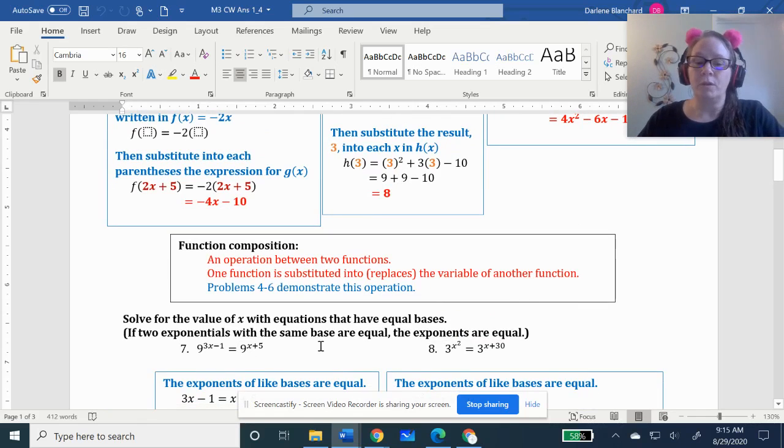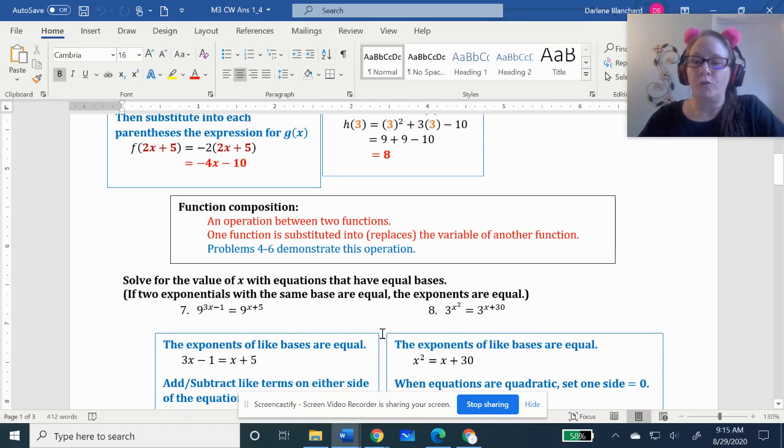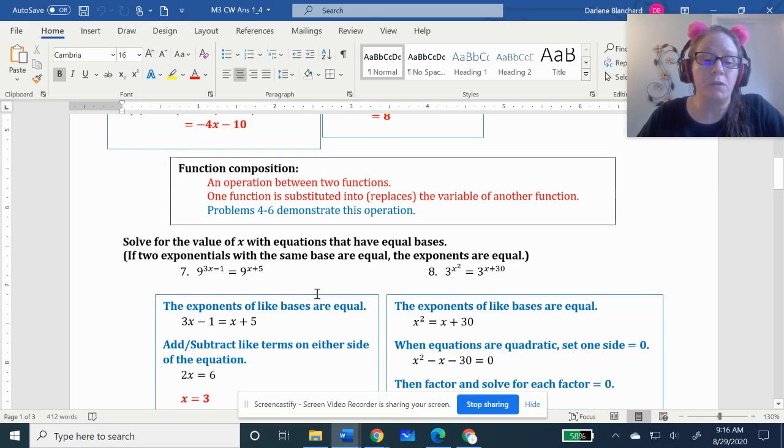Now, the equations we are doing that are exponential right now will only have the same base. So for number 7, you have a 9 as a base to a power of 3x minus 1. On the other side, you also have the same base of 9 to the power of x plus 5. And because exponential functions are one-to-one, which we will see later in the class, I am allowed to just make the exponents equal to each other if those bases are the same. So just knock off the bases, and the exponents must equal each other.